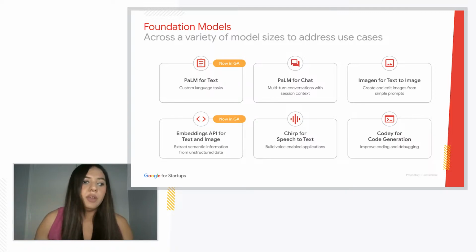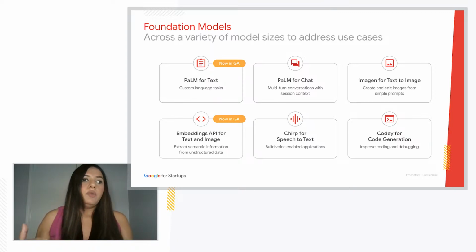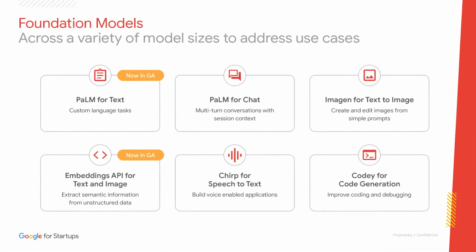It becomes simpler. So you can use this embeddings API for text and images. Moving on to the speech side, we launched Chirp, which is a model for speech to text. It helps you build voice enabled applications. And what is unique in Chirp is that it can be used with speech to text translation in multiple languages, because it has been trained on multiple types of languages as well as dialects.